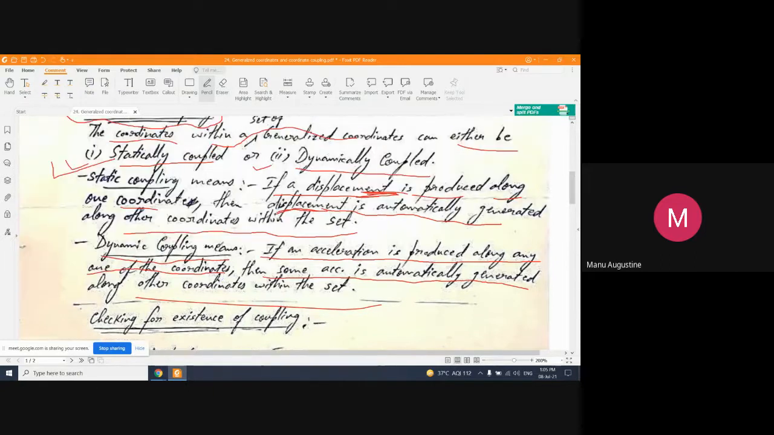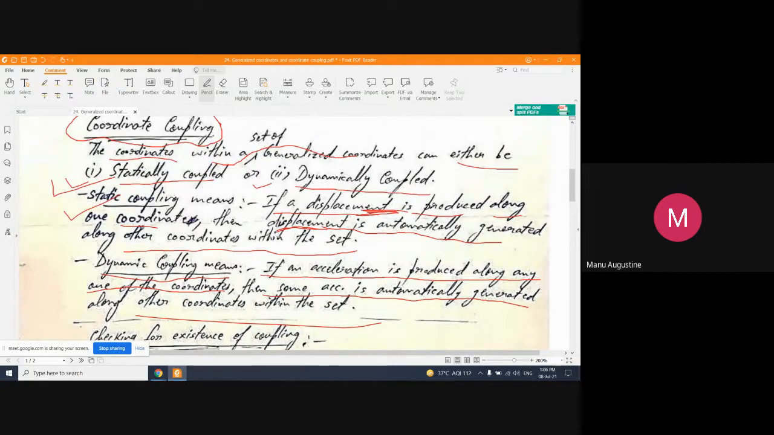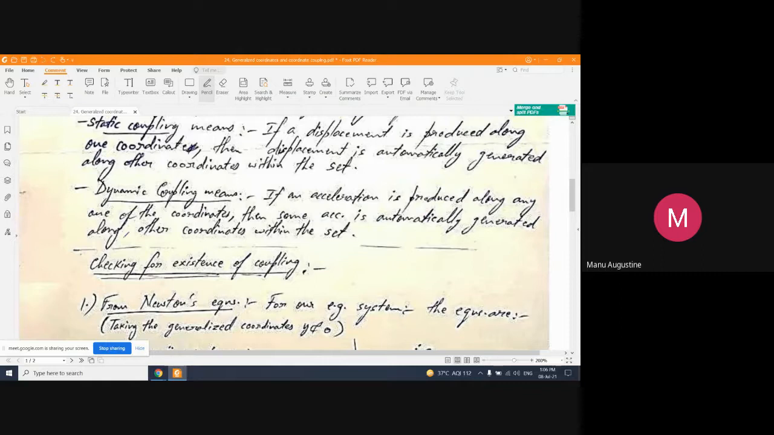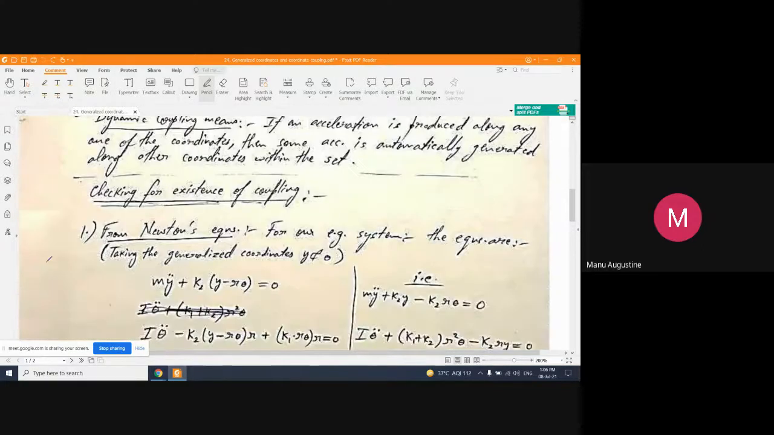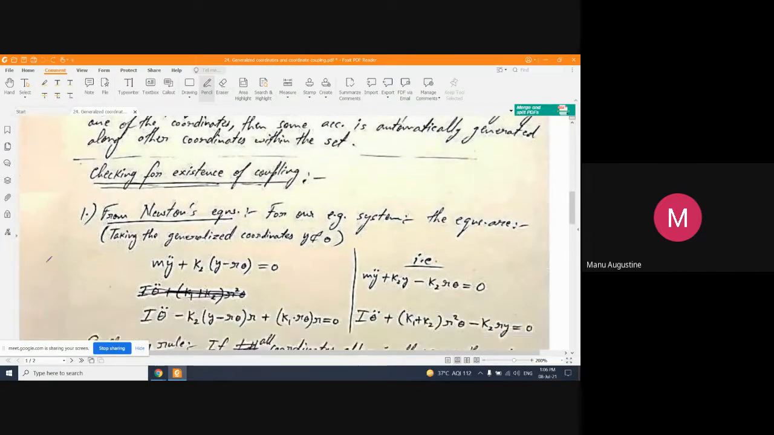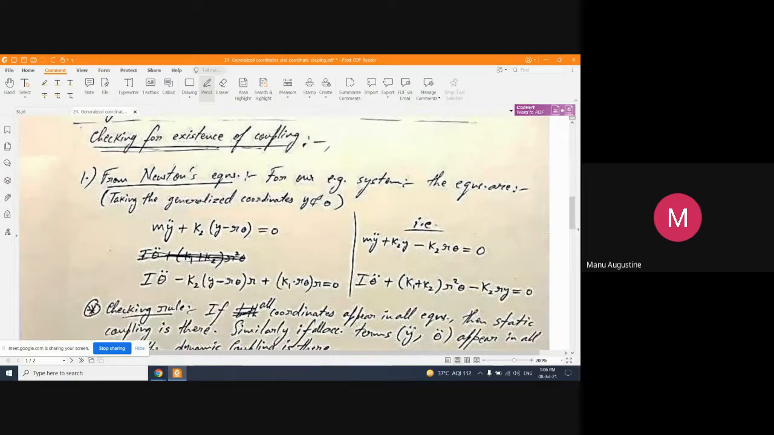Now, from the definition, static coupling is pretty much clear. But dynamic coupling, due to the presence of this acceleration term, is a little bit complicated and not very intuitive to perform as a small experiment on the system that is given to you. So let us explore a few simpler techniques which will give you the answer to your problem, whether your coordinates are statically coupled or dynamically coupled, by checking some other things. Checking for existence of coupling.